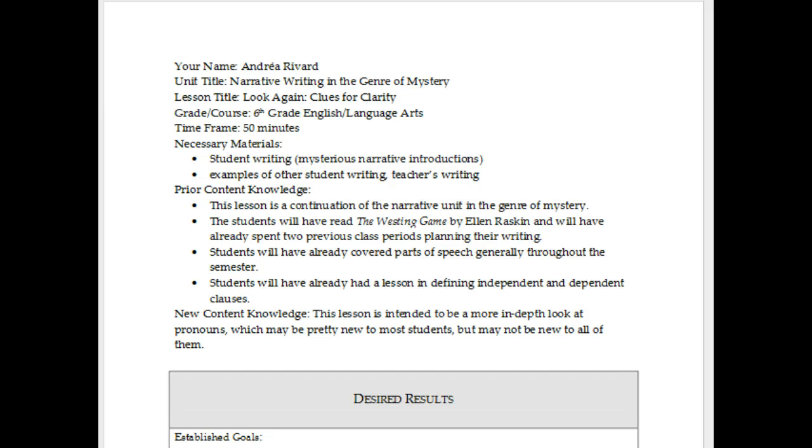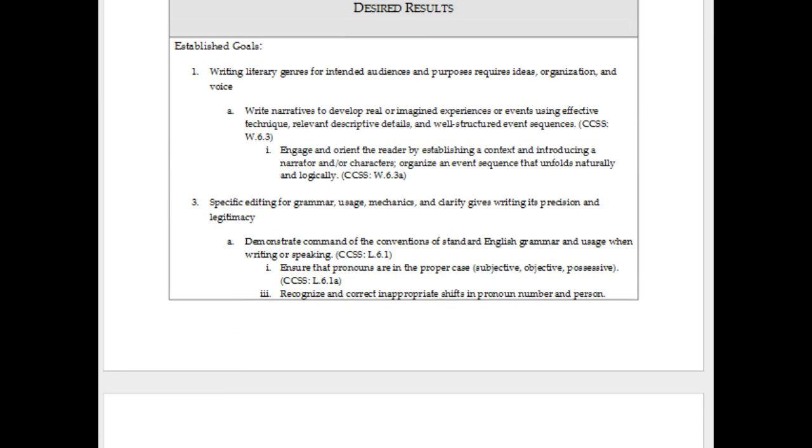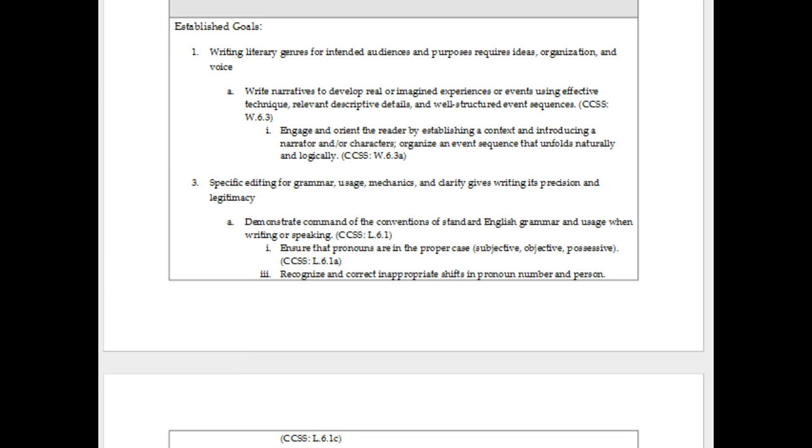So I love the fact that you've chosen to do this mystery narrative writing and are carrying that all throughout. I think that's going to really help you as you're thinking about these lesson plans. So really nice flow to the lesson plan. I see that you've got two established goals, right? Working on the introduction and recognizing inappropriate shifts in pronouns, okay?